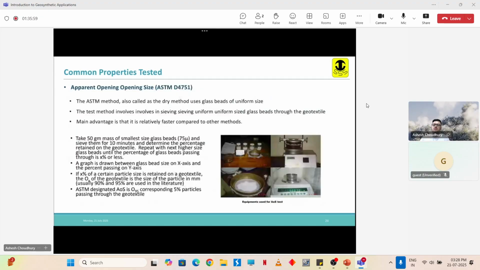Understood? So O95 size means 5% of particles pass through the geotextile. Its percentage finer is 5%.